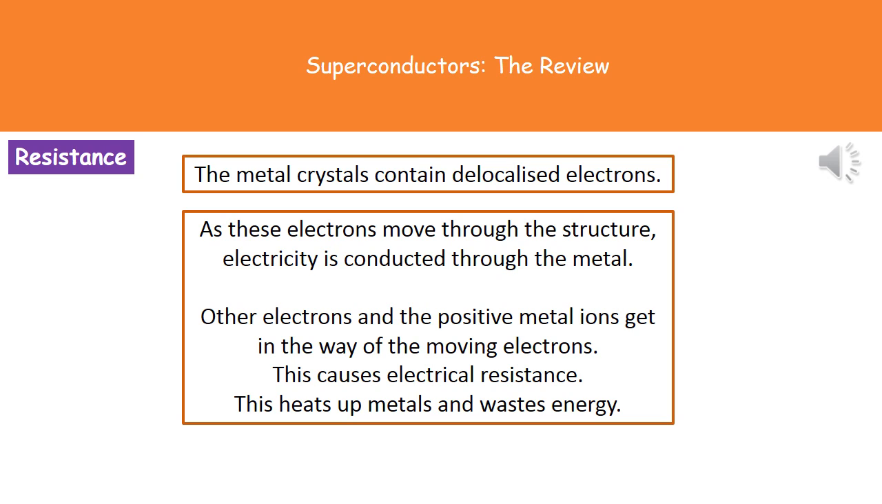Now, what we actually find is this isn't a nice smooth process. There will be things like other electrons or the positive metal ions that get in the way of those moving electrons. Anytime we have something that blocks the passage of our electrons' motion, then we get electrical resistance. When we have electrical resistance, then we generate heat and we will waste energy.